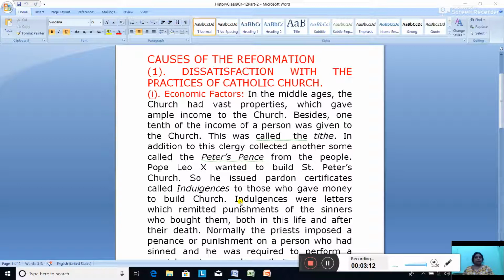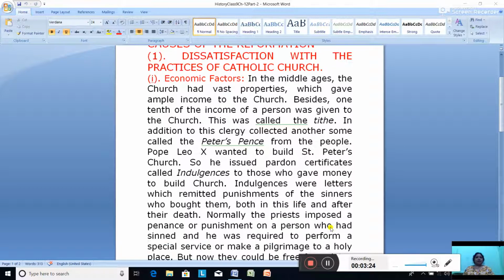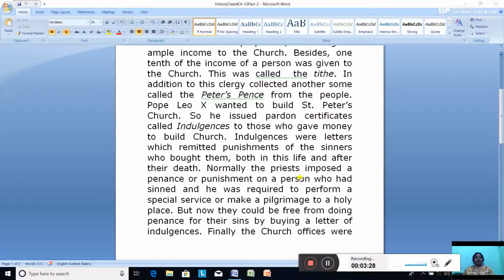Now, what are indulgences? Indulgences were letters which remitted the punishment of the sinners who bought them, both in this life and after their death. Normally the priest imposed penance or punishment on a person who had sinned, and he was required to perform a special service or make a pilgrimage to holy places. But the new system of indulgence started, where they were free to choose any penance for their sin by buying a letter of indulgence.